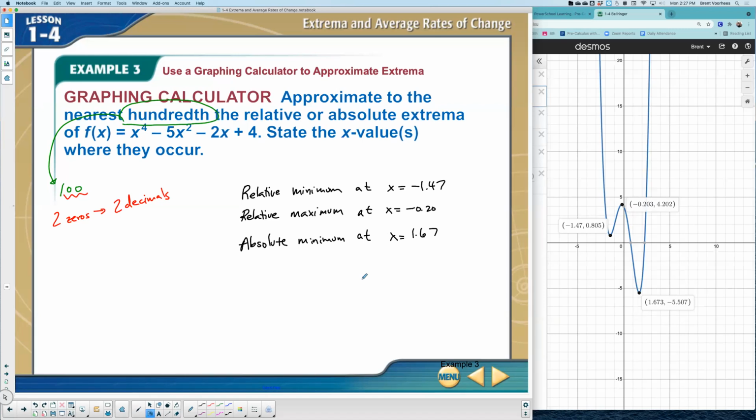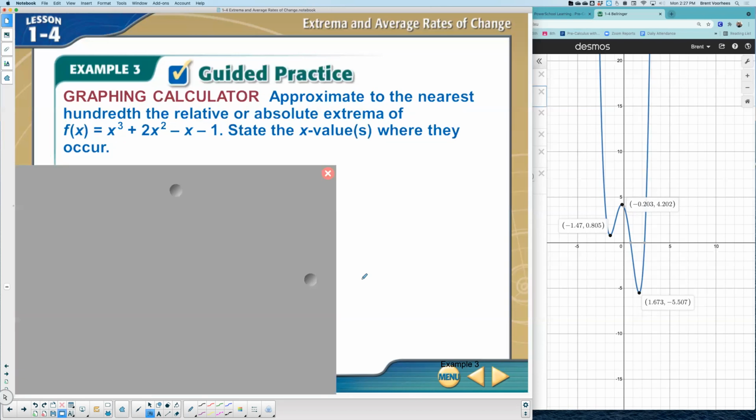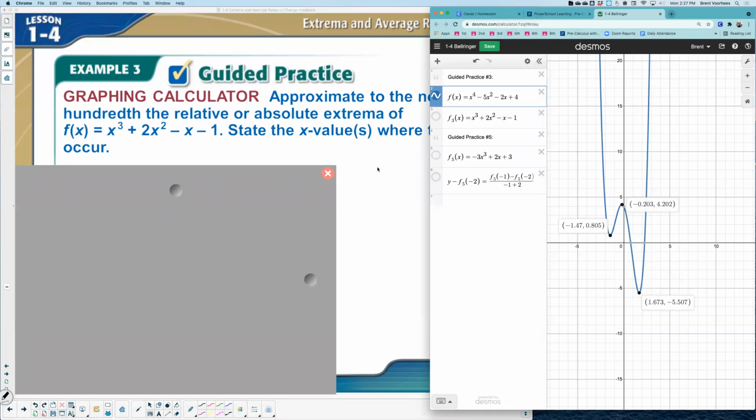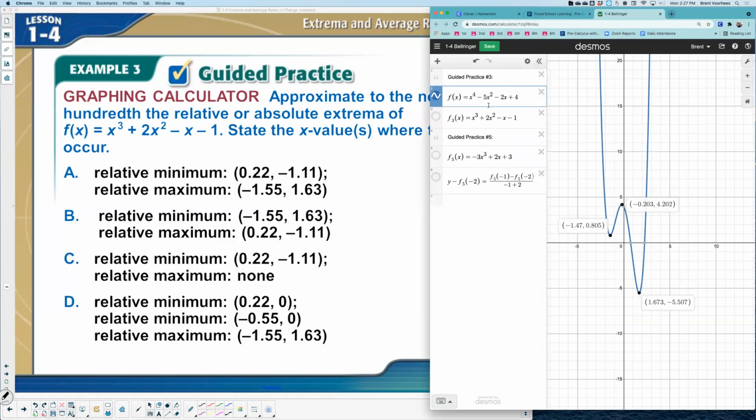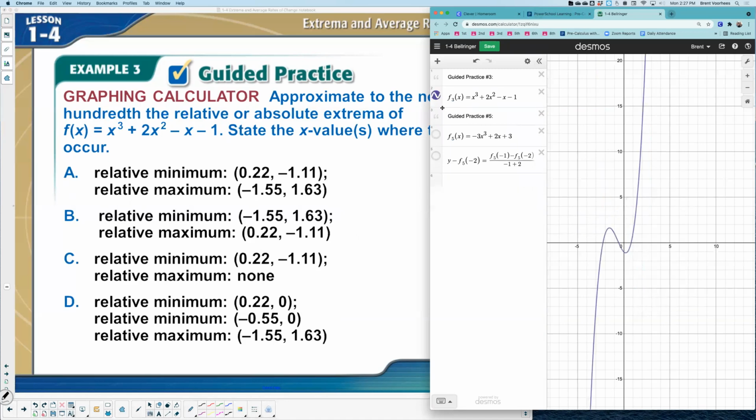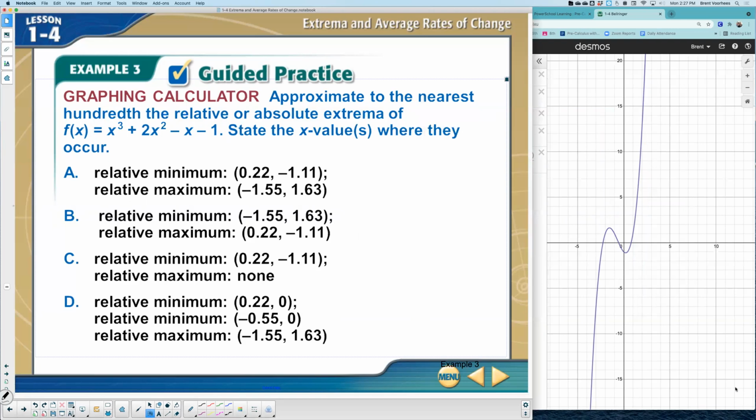So I want you now to try your problem, which I already have this graph for you. If you're on my Desmos, you can just open up the next one, or just turn on the graph, I should say, to find these solutions. DOL number 3.